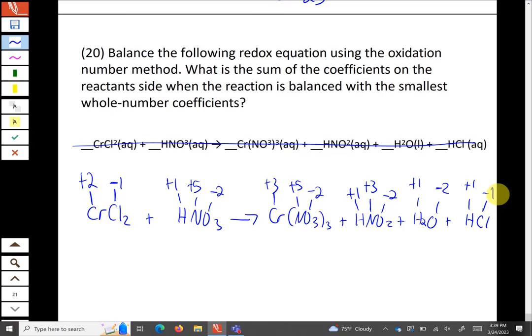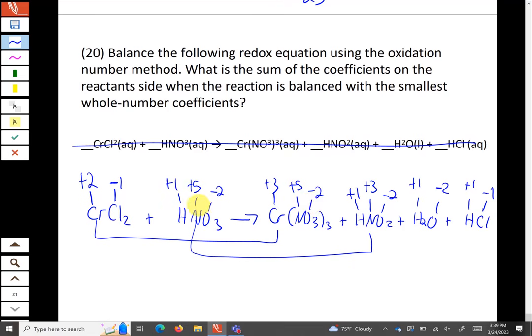So for this one here, we find the ones that are changing to start with. Chromium is going from +2 to +3. And then we have nitrogen going from +5 to +3. Now this is one of those weird ones though. We came across one of these in class where we have nitrogen in nitric acid going from +5 to +3 as it converts to HNO2, but we also have some nitrogen on the product side that's staying at +5.